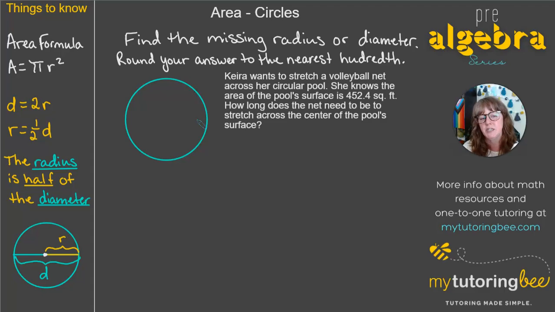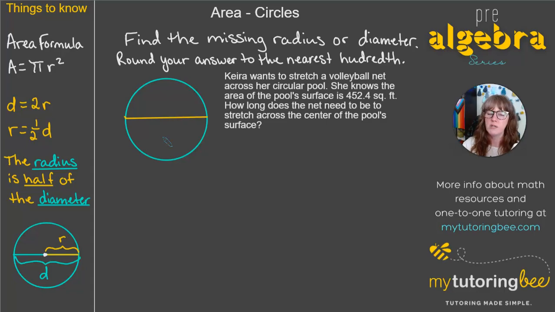Now I do have a challenge problem for us. In this problem it says find the missing radius or diameter. Round your answer to the nearest hundredth. Okay, so Kira wants to stretch a volleyball net across her circular pool. She knows the area of the pool's surface is 452.4 square feet. How long does the net need to be to stretch across the center of the pool's surface? So it sounds like she wants a net that goes across the center of her pool, right? Essentially cutting her pool in half into 2 semicircles.